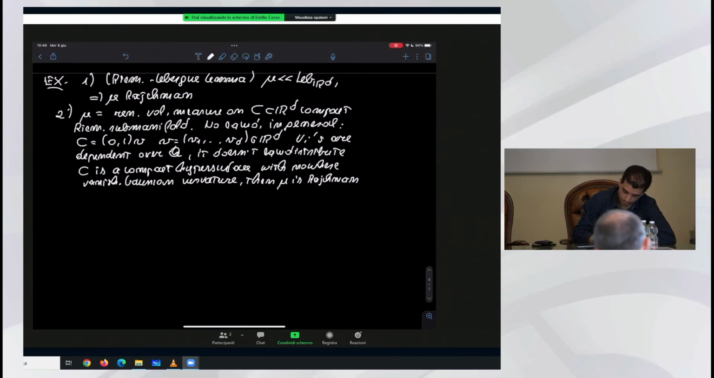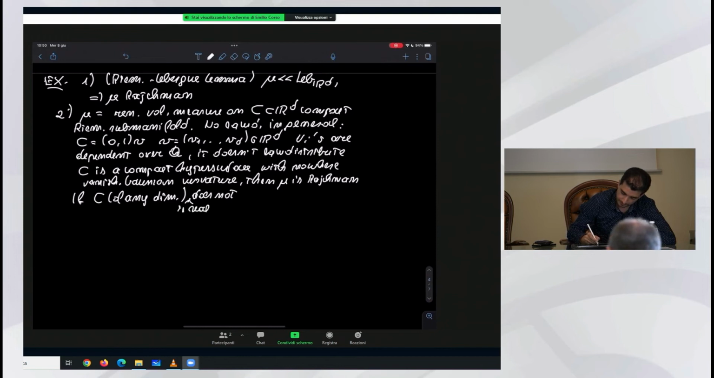So for general dimensions, if C of any dimension is real analytic and does not lie on any proper affine hyperplane, then mu is Rajchman again, and you have equidistribution.